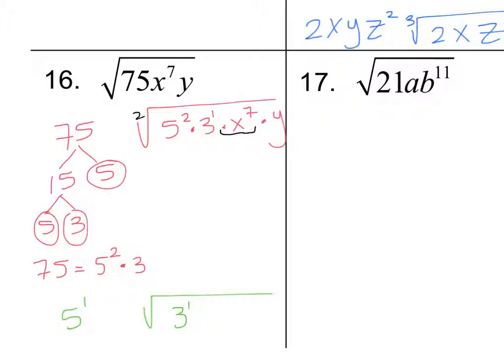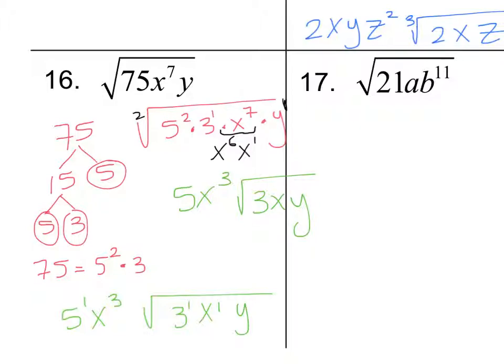I can rewrite x to the 7th as x to the 6th and x to the first. 6 divided by 2 is 3, so it's going to completely leave the radical. X to the first, 1 cannot be divisible by 2, so it's going to stay inside the radical. Now, as for the y, it's y to the first power. 1 is not divisible by 2, so the y is going to stay inside the radical. So my final answer is going to be 5x to the third square root of 3xy.